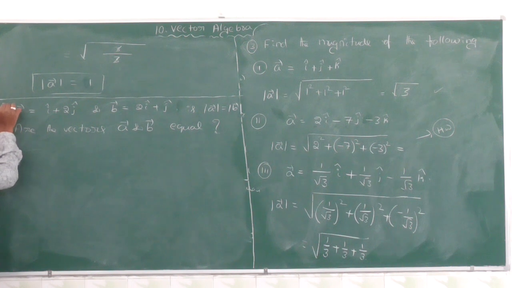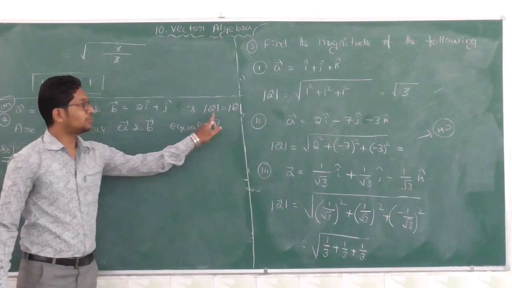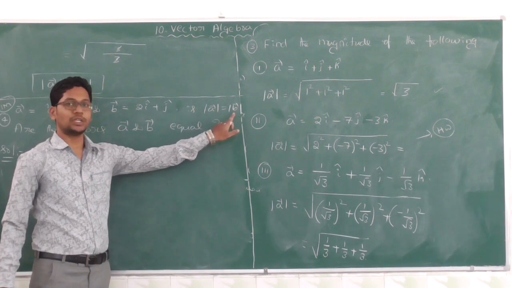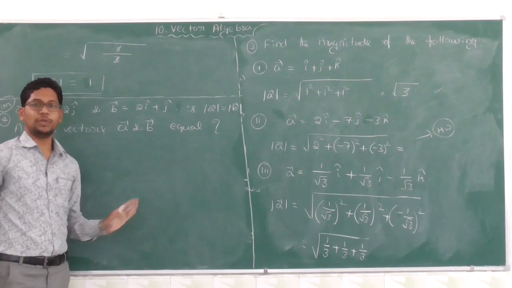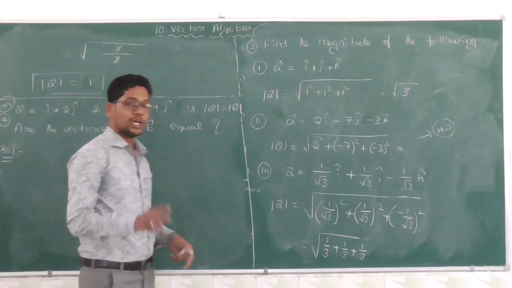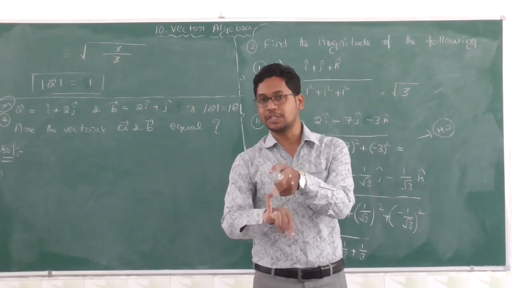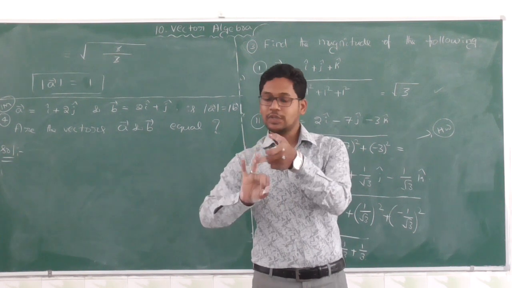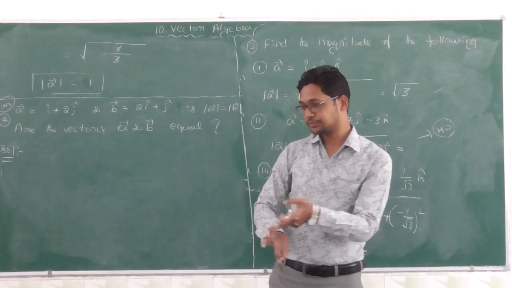It is a question important for 1 mark. Kindly mark it. The question number is the 4th question. It is the solution. You just observe the question. Here we have two vectors. In this question, we have two questions. First, is magnitude of A equal to magnitude of B? Next, we have to verify whether A vector and B vector are equal vectors.